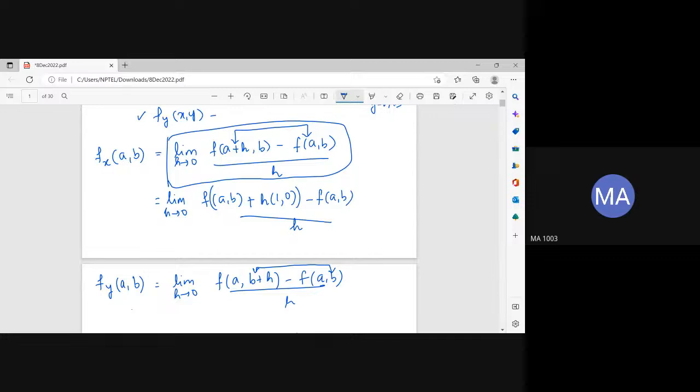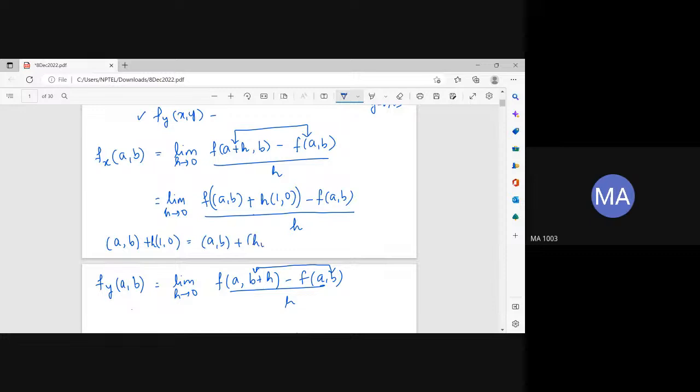And so what is the second line? 1, 0. The second line, I mean limit h tends to 0, f of a comma b plus h into 1 comma 0. How did I write that? What is a comma b plus h times 1 comma 0? It is a plus h comma 0, right? The second one is written here as the formula along a unit vector. This is how we write the directional derivative formula, okay? Okay, ma'am, thank you.